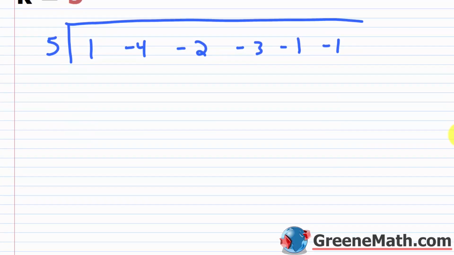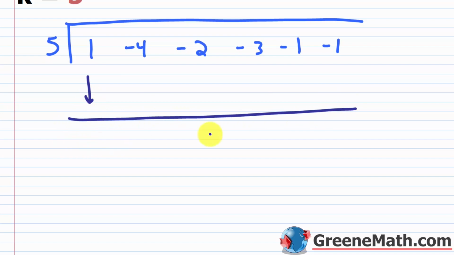Okay, so let's scroll down to get some room. And basically what we're looking for is that this entire bottom row has to be either positive or 0. Okay, if you have any negatives involved, you have to stop. Okay, it didn't work. So this guy's going to come down. So you have 5 times 1, that's 5. Negative 4 plus 5 is going to be positive 1. And then 5 times 1 is 5. Negative 2 plus 5 is positive 3. 5 times 3 is 15. Negative 3 plus 15 is 12. 5 times 12 is 60. Negative 1 plus 60 is 59.